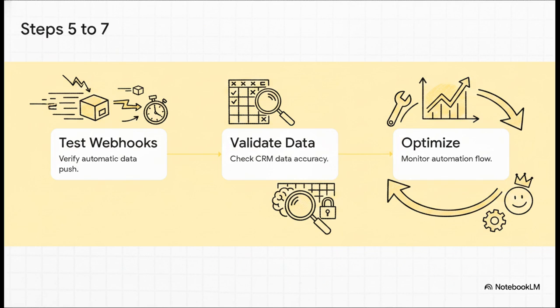Finally, Step 7 is an ongoing process to monitor and optimize your automation. You never just set it and forget it, right? You continuously review the flow to maintain peak performance as your business scales and changes.